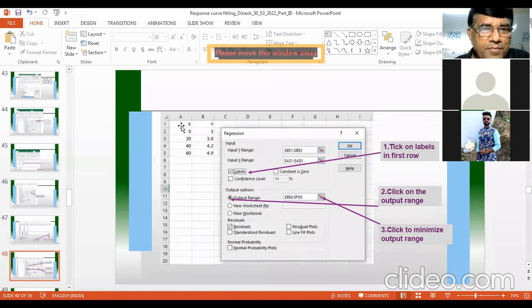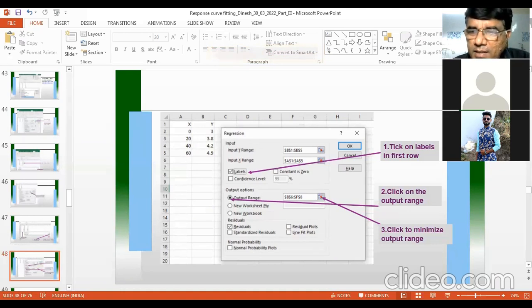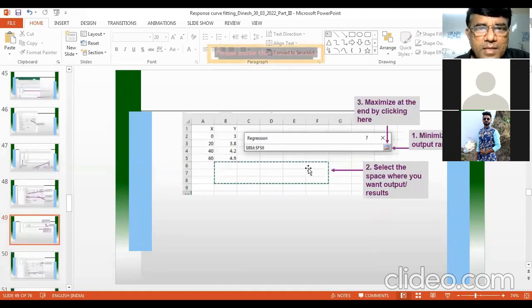If in the first line you have some labels, you tick it, and the confidence level is already fixed. It is 95%, or 5% level of significance. Number 2 is to click on the output range. For the output range, you remember where you want your result. I have shown in correlation how to do it. And then you minimize it by clicking here, and then it will be minimized like this.